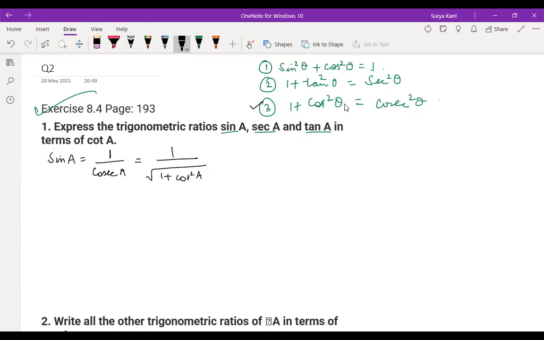Is this clear, children? How we have written this? We know that sine A is the reciprocal, 1 by cosec A, and for cosec from this equation, check it. What can we write for cosec theta? Cosec theta is equal to root over 1 plus cot square theta, and this square if you remove, you will write 1 root over here. Is it clear, children? How to write this?